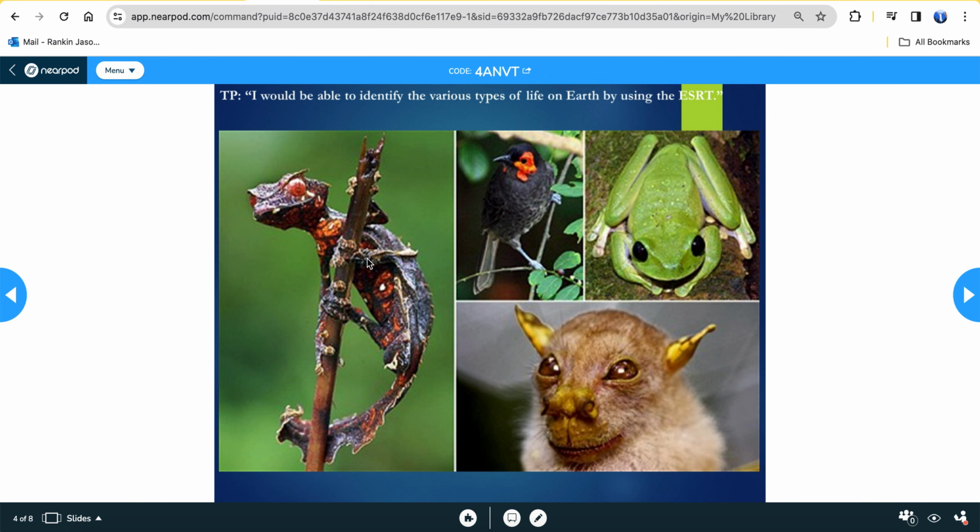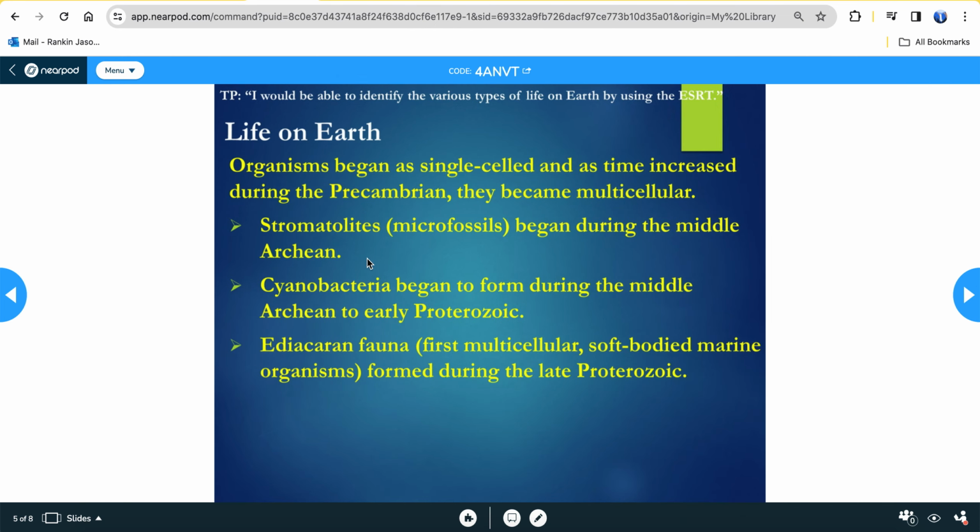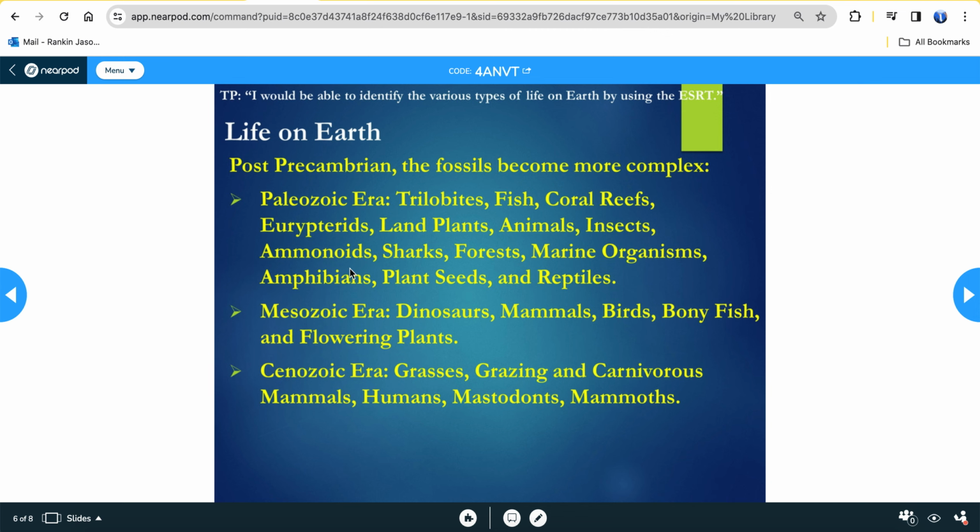Blending in, perhaps. All right, life on Earth. Organisms began as single-celled, and as time increased during the Precambrian, they became multicellular. We went over this before. We have stromatolites, macrofossils began during the Middle Archean. Cyanobacteria began to form during the Middle Archean and early Proterozoic. Ediacaran fauna, first multicellular soft-bodied marine organisms, formed during the late Proterozoic. And again, post-Precambrian, the fossils became more complex.